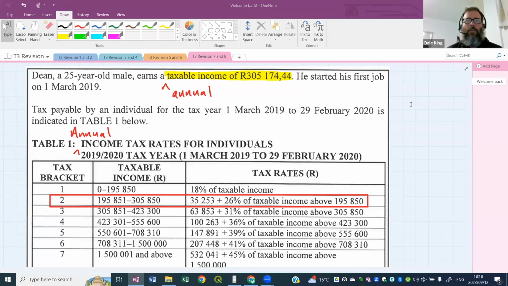Don't worry, Khabo. It happens. We were doing tax tables. We're working out Dean's monthly taxable income using this tax table, highlighted as his annual income, gross annual income, and in the table we're working with bracket 2.